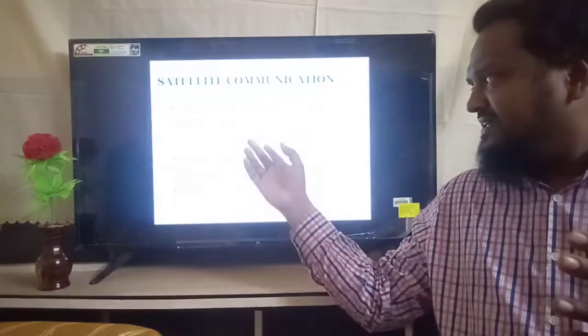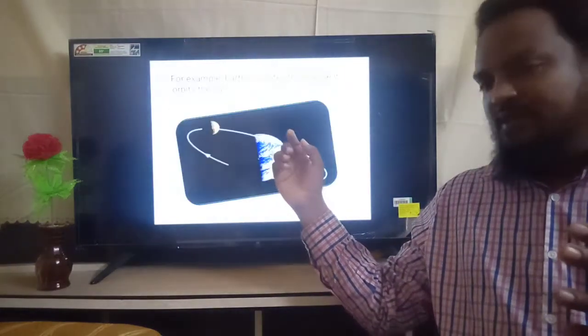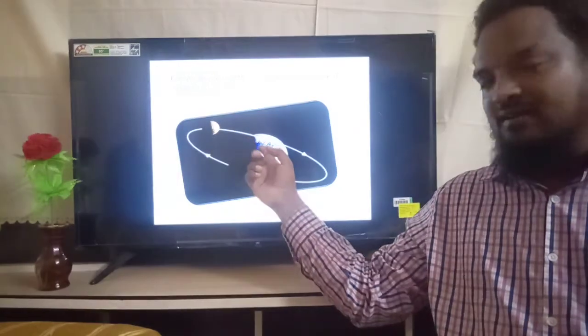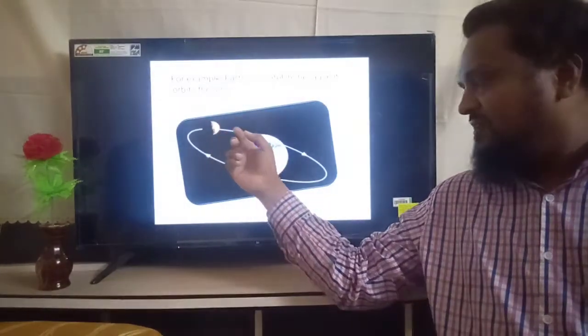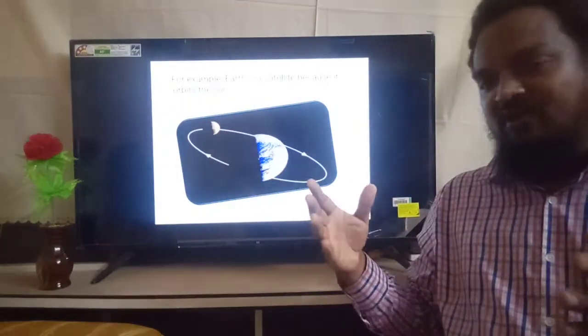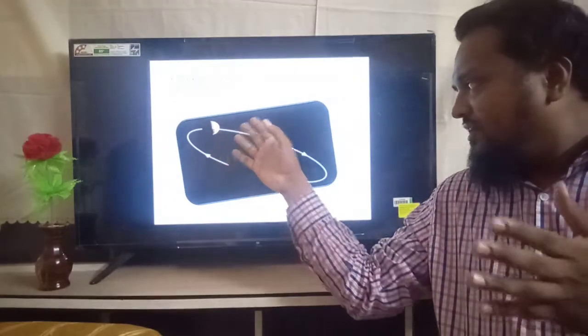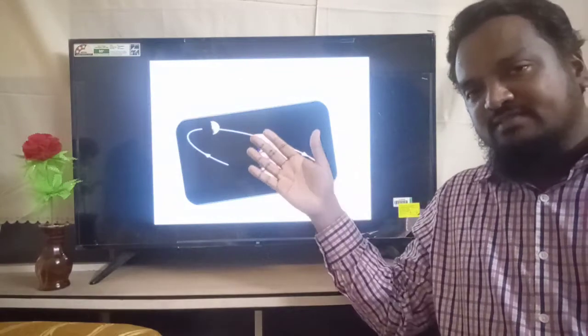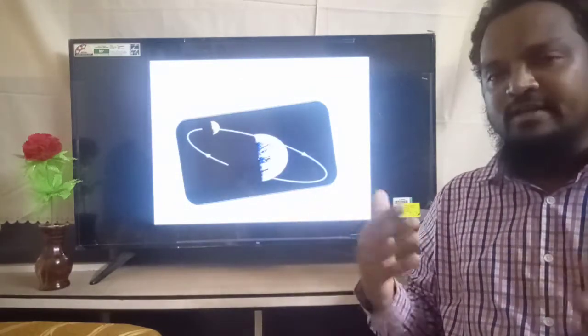Now you can see that there is a very long distance between the satellite and the earth. It covers a very long distance. Because of this long distance, satellite communication takes the advantage that a very large region of the earth is visible to the satellite. This is the reason we are able to communicate with different countries.